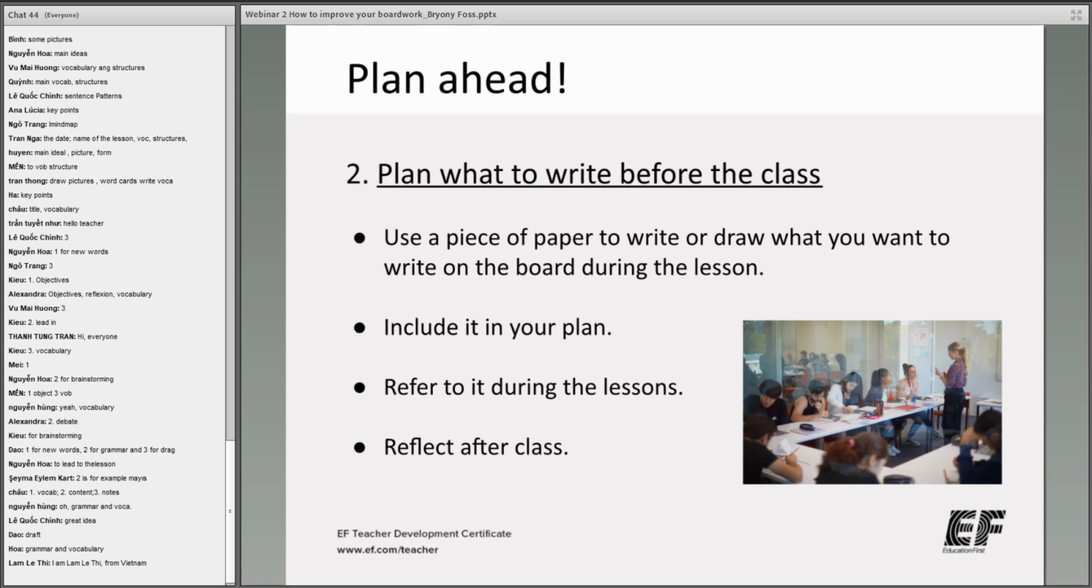Make an effort this week in your classes to add a board plan to your lesson plans and to reflect on these after the class. Did they help you or not help you during your lesson to keep your board nice and organized?